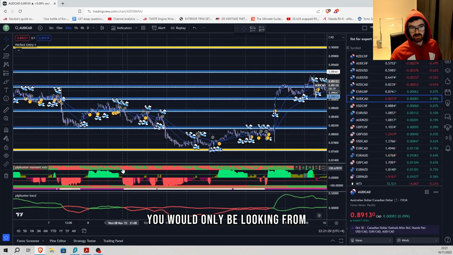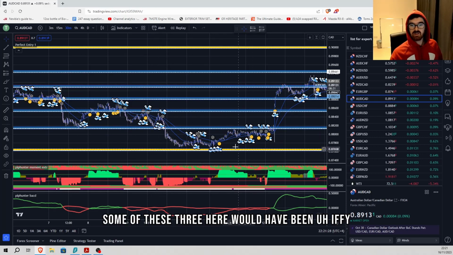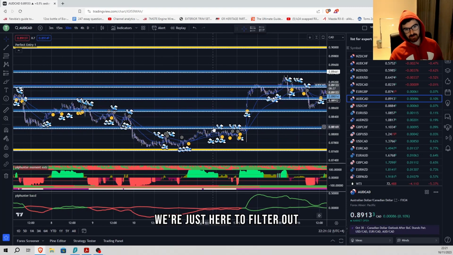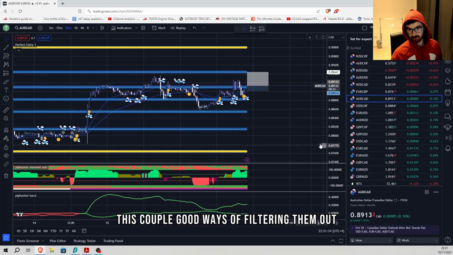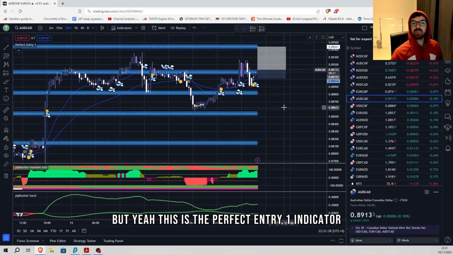And again, you would only be looking for shorts from about here, which means you would have got in this nice one just before this one. Some of these three here would have been iffy, but you get the idea. We're just here to filter it out. There's a couple good ways of filtering them out. But yeah, this is the Perfect Entry 1 indicator.